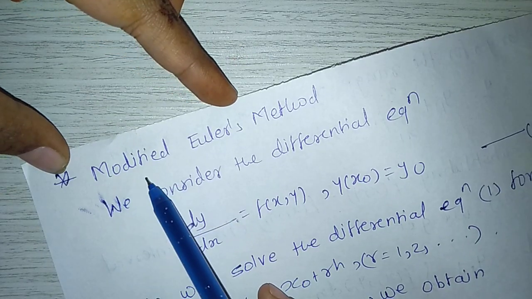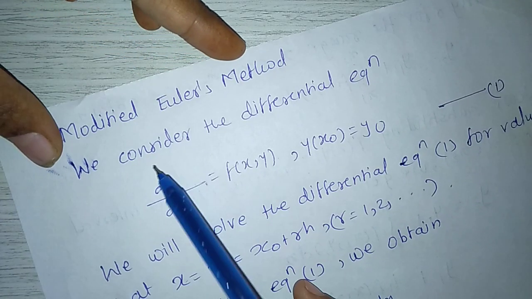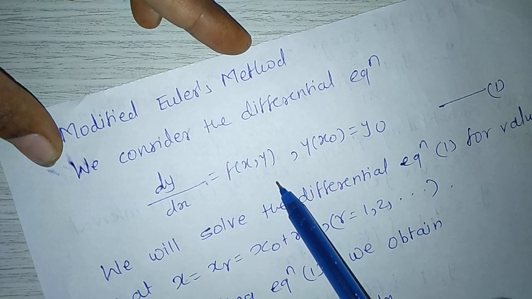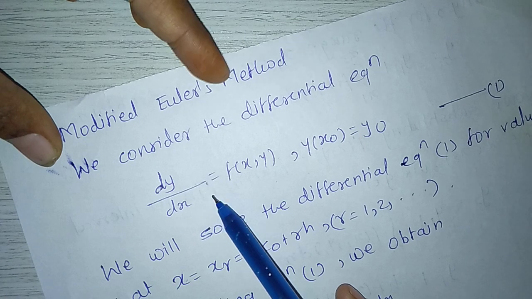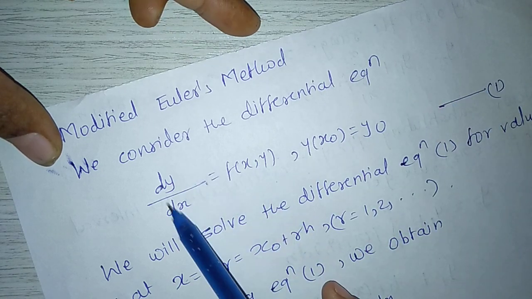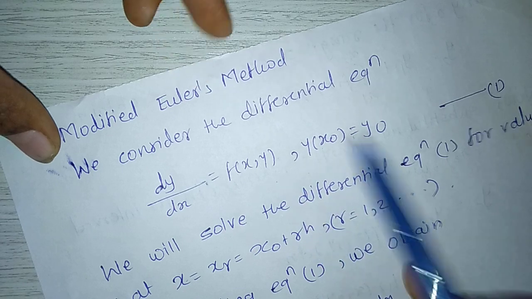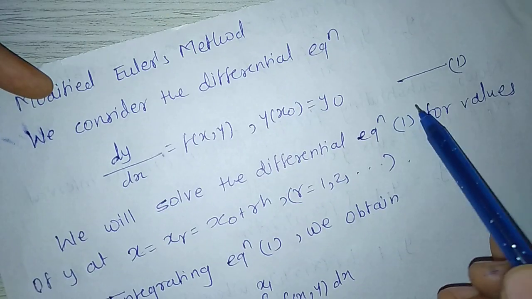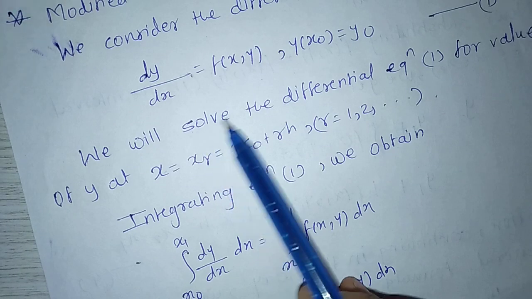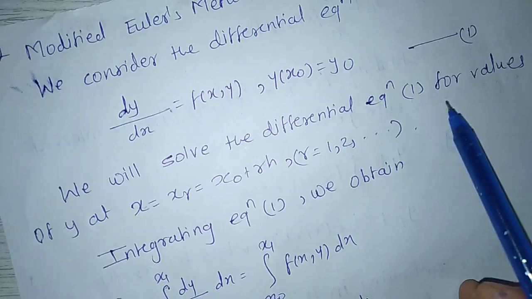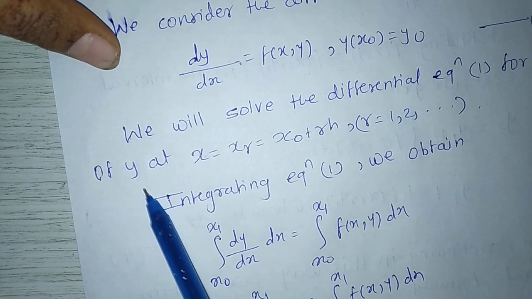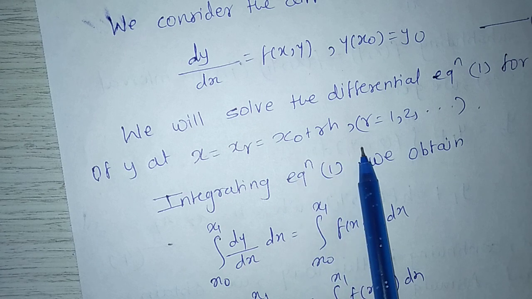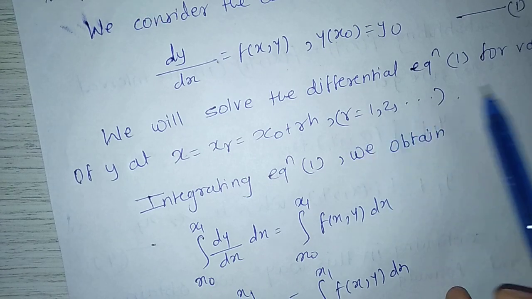Next is modified Euler's method. We consider the differential equation dy by dx equal to f of x, y. This is the general first order differential equation, dy by dx equal to f of x, y with initial condition y at x naught equal to y naught. Give this as equation number 1. We will solve the differential equation 1 for values of y at x equal to x suffix r, equal to x naught plus rh, r running from 1, 2 and so on.